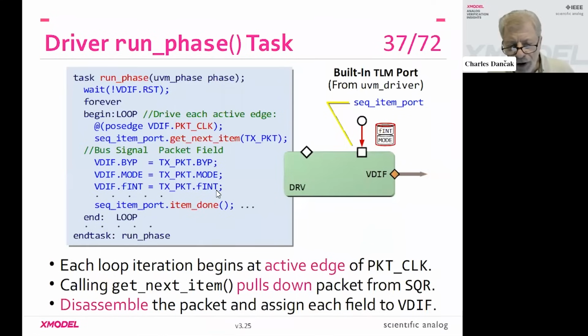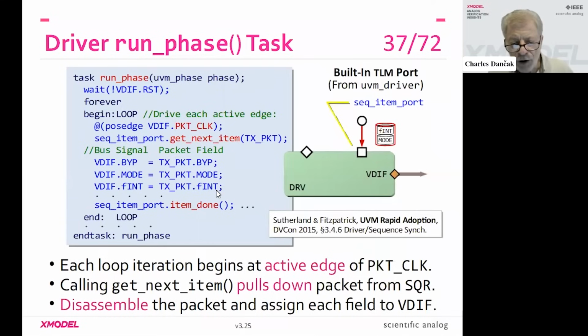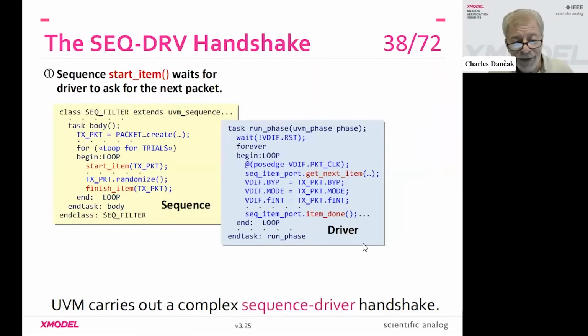Now I'm glossing over some details here which are worth going into on the next slide, and I'm going to draw on a very, very good paper by Stu Sutherland and Tom Fitzpatrick. We're going to look on the next slide at the sequencer driver handshake. And the user doesn't really have to understand all the details, but I think it helps motivate us when we have some idea of what these 4 methods are about. They all include the word item. So let's quickly run through it.